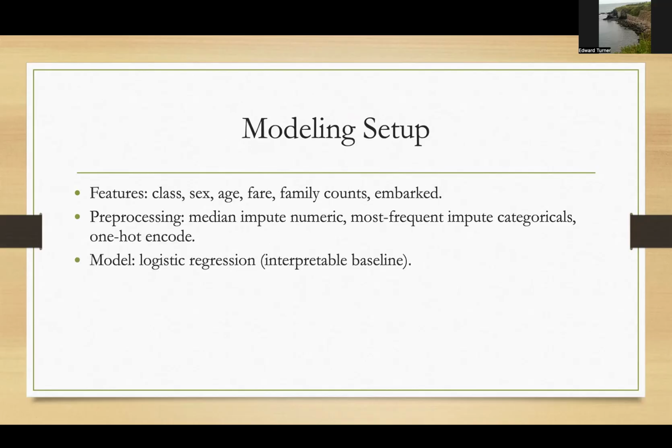So again, we're going to look at these features and variables: class, sex, age, fare, the family count, and embarked. We're going to do some pre-processing of the missing information. So we're going to do a median impute, and then most frequent impute for categoricals, followed by a one-hot encoding. And we're going to use logistic regression as a baseline model.